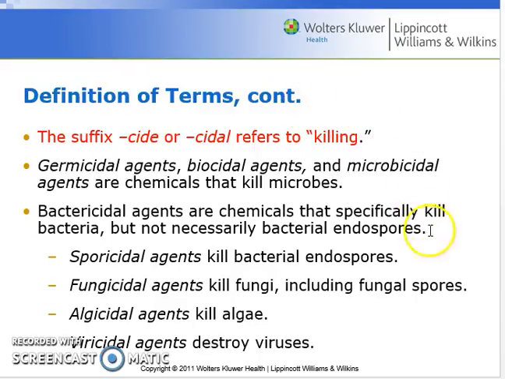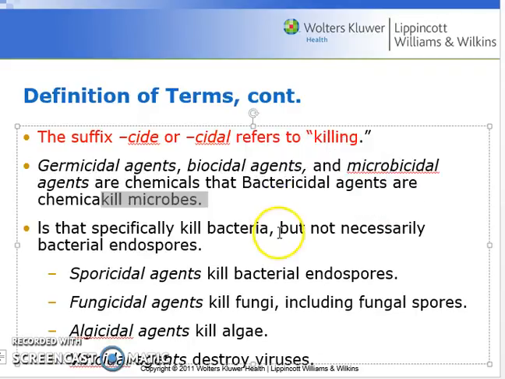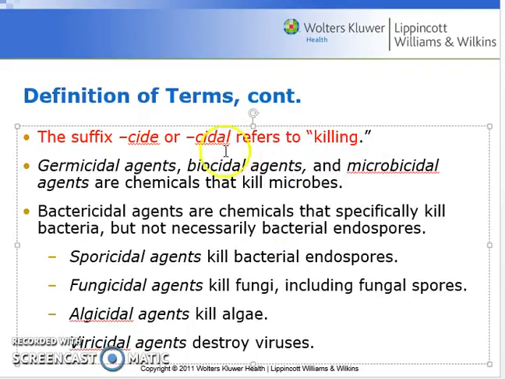There's a lot of different agents that we use to control microbial growth. There's things called germicidal agents, biocidal agents, microbicidal agents, and other chemicals that help to get rid of microbes. What all these agents have in common is the fact that they do kill microbes. So when we talk about controlling the growth of bacteria, if you see "cidal" or "cide" in the name of a particular agent, know that that agent is going to work by killing the microorganism.